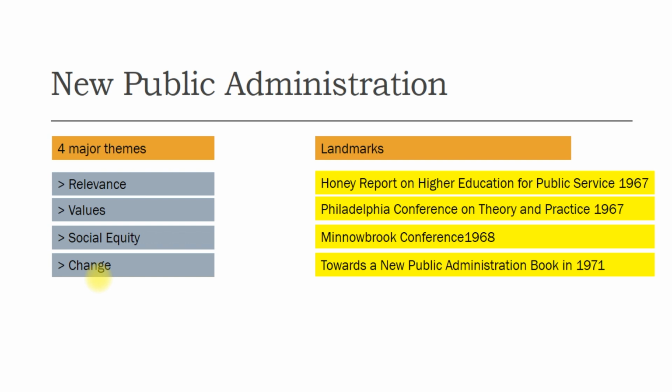So what are some of the landmarks in new public administration, which was formed in 1968? One was the Honey Report on Higher Education for Public Service in 1967. Philadelphia Conference on Theory and Practice, 1967. Minnowbrook Conference, which was held in 1968. And then there was a move towards a new public administration in 1971.